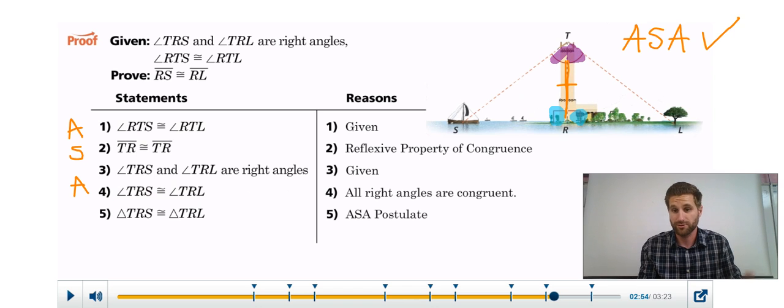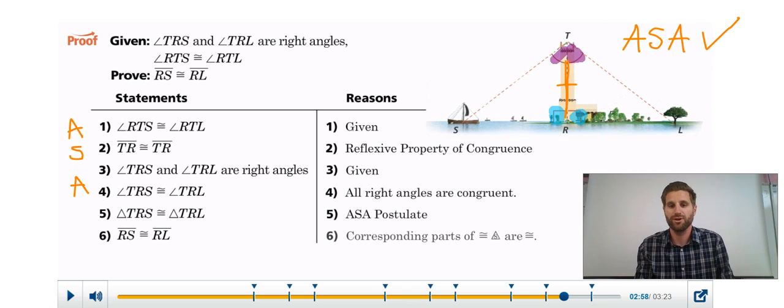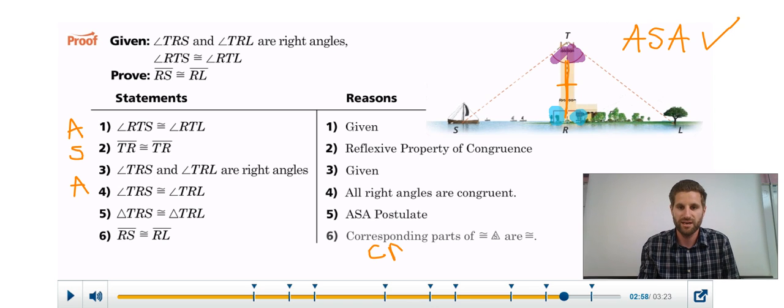So now we know the triangles are congruent, and the last step is we state RS and RL in fact are congruent. Corresponding parts of congruent triangles are congruent, and like I said, you guys can just write C, P, C, T, C. Corresponding parts of congruent triangles are congruent.